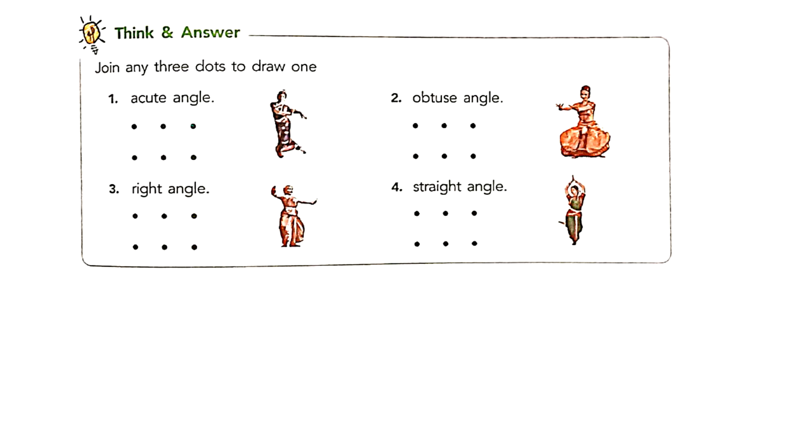Now join any three dots to draw one acute angle. So here you can join this, it will become an acute angle. For obtuse angle, you can join this. Right angle is the easiest. You just have to make a perfect L, a straight angle, this. That's it.